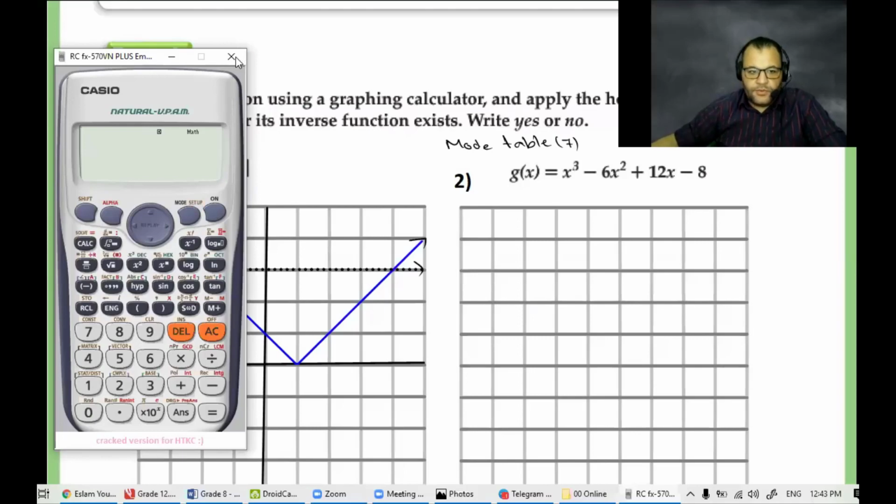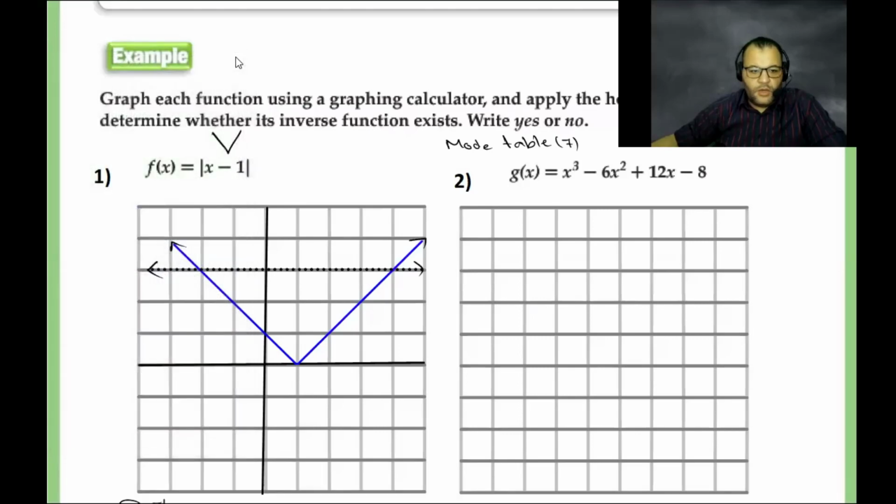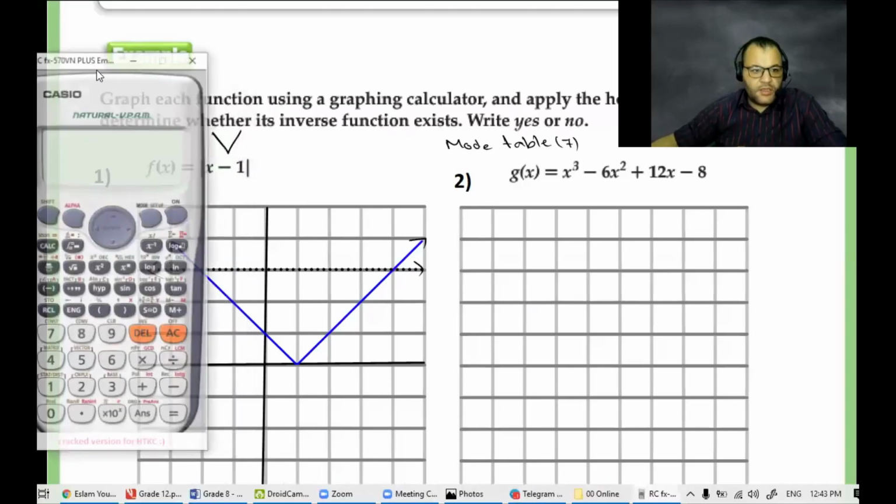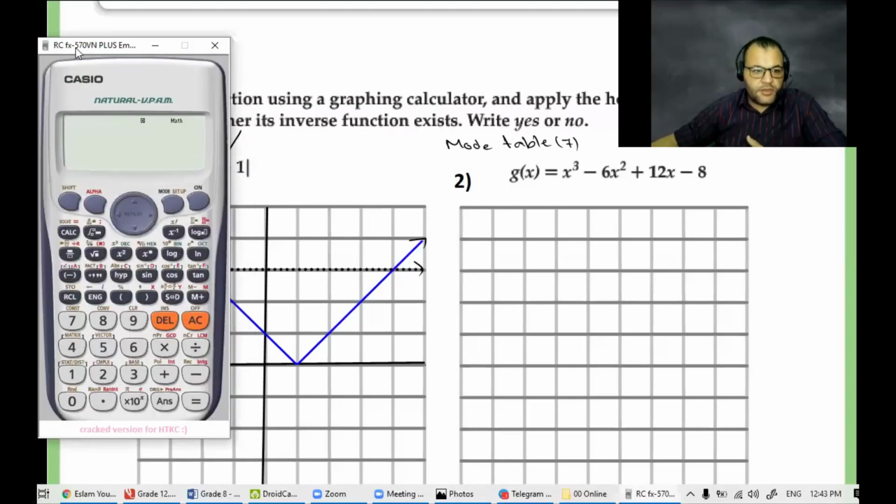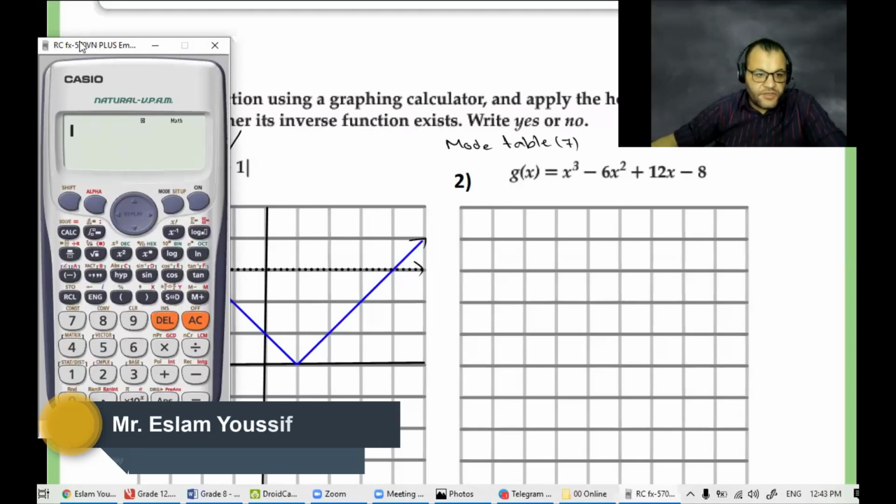Wait, how did you get that calculator? Where do we download it? From the internet. Just write fx 570 and you'll find it. Okay, FX 570.